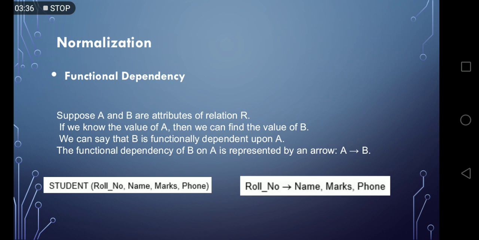In the student relation, name, marks and phone number are functionally dependent on roll number. If we know the roll number of a student, we can tell the name, marks and phone number of that student. The attribute or group of attributes on the left hand side of the arrow in the functional dependency is called determinant. In the above example, the roll number attribute is the determinant. An attribute can also be functionally dependent on two or more attributes instead of a single attribute.